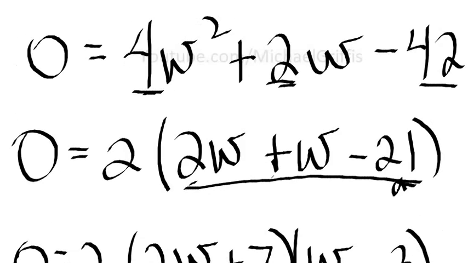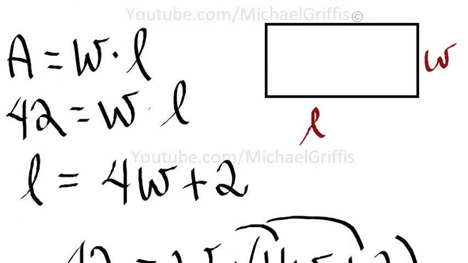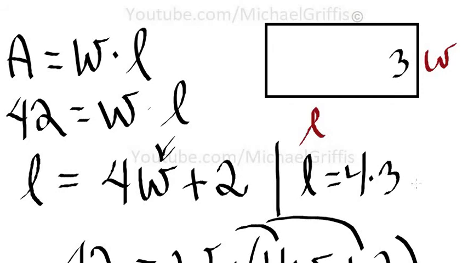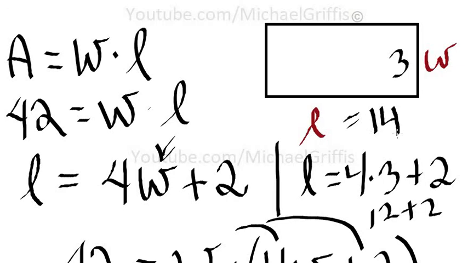So we know what W is now, finally. W is going to be 3. And for L, what we'll have to do is plug W in right here. And you know what? We'll just do that right here. L is equal to 4 times 3 plus 2. So that gives us 12 plus 2. And that gives us 14. Looks like 14. And this is definitely not to scale.